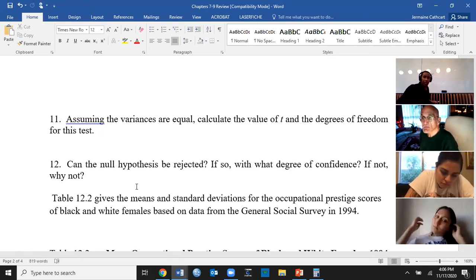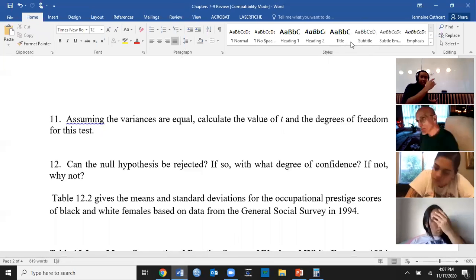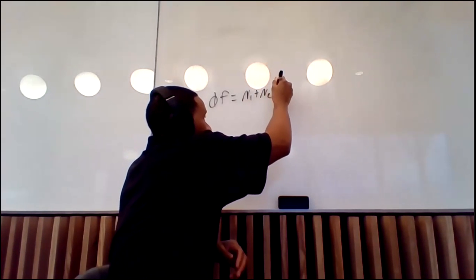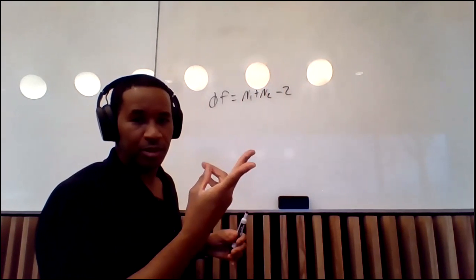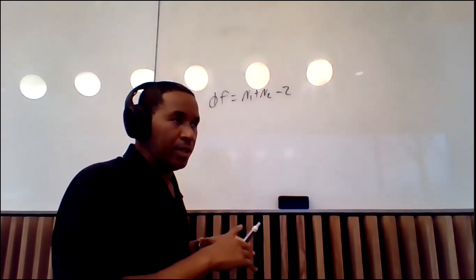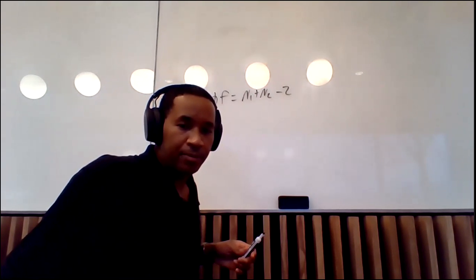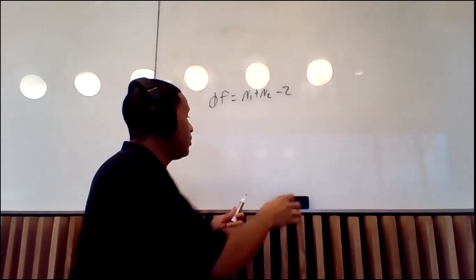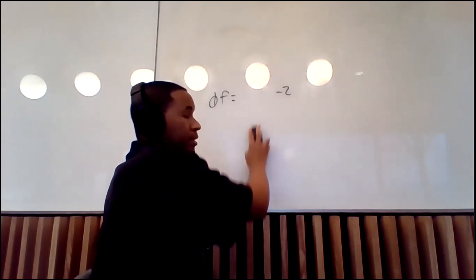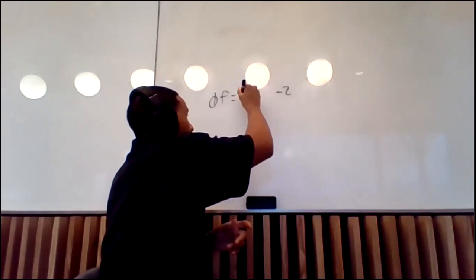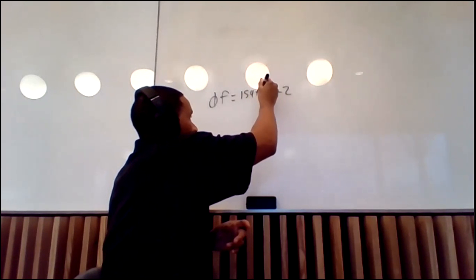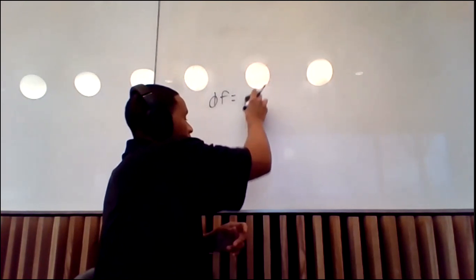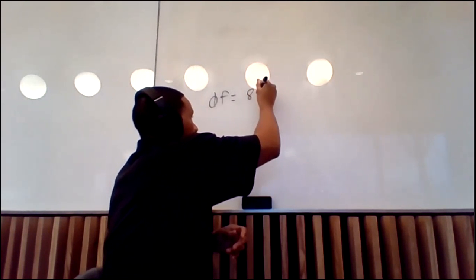We know that the variances are equal. So what we do is we take the n of the first sample plus the n of the second sample minus 2. So we have two restrictions, which are the two samples. Now, if I recall correctly, the n of the first sample is 154, so we take 154. N of the second sample is 688, so we do 154 plus 688. Then we subtract 2, and we're going to get degrees of freedom equal to 840.